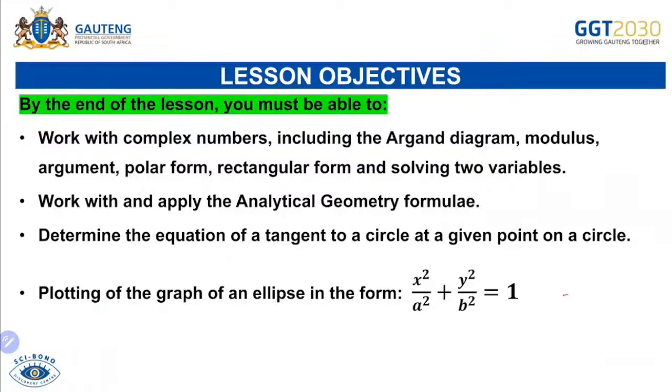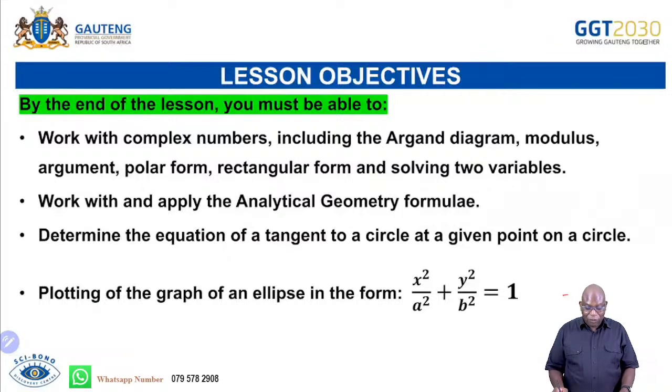The lesson objective for today means that by the end of this lesson, we must be able to work with complex numbers. We have done all the complex numbers in this term, including the Argand diagram, the modulus, the argument, the polar form, rectangular form, and also solving two variables in complex numbers. We must be able to work with and apply the analytical geometry formulae. So all the formulae that we have done in analytical geometry, we must be able to apply them.